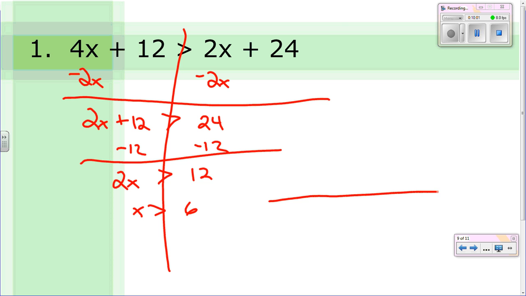When we graph it, 0, 6, open circle because it's greater than, no equal sign, and then it's all the numbers bigger than 6. That should be your final answer.